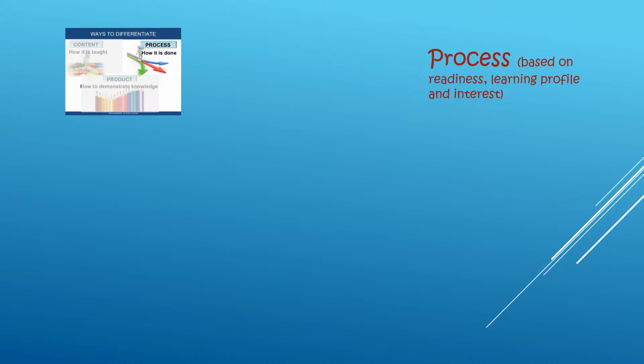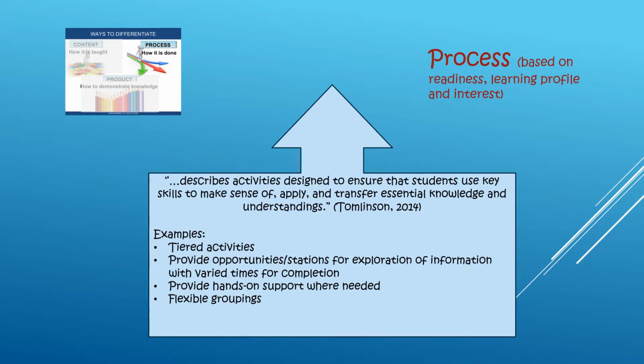Next, we have process, based on readiness, learning profiles, and interest. As Tomlinson says, process describes activities designed to ensure that students use key skills to make sense of, apply, and transfer essential knowledge and understanding. A few examples are tiered activities, and various stations for exploration of information with varied times to complete an assignment. This also provides hands-on support for those students that need extra help, and a chance for all different kinds of groups of students. That's providing flexible grouping areas.